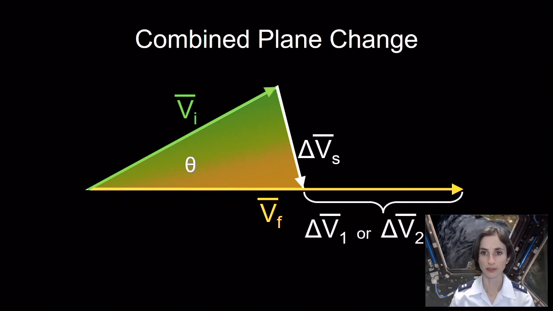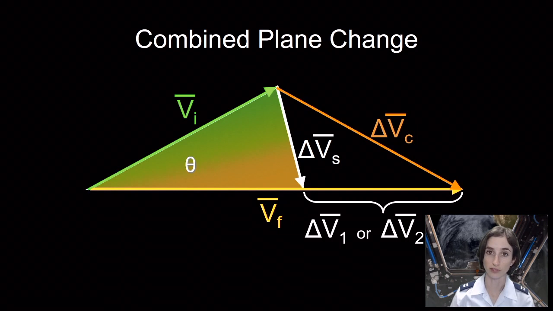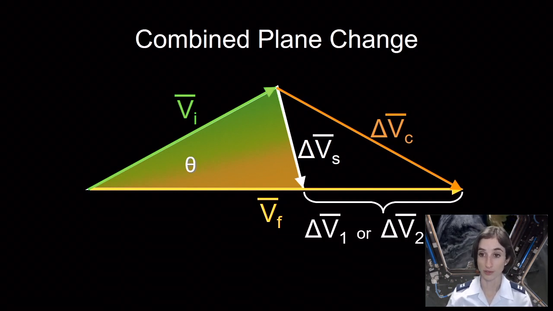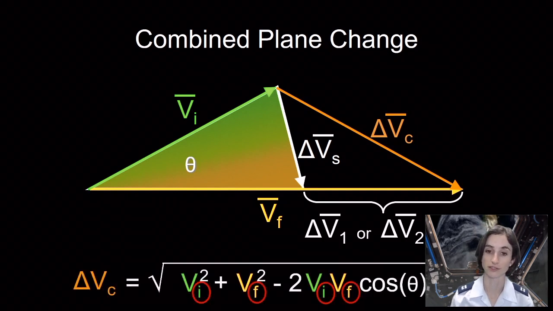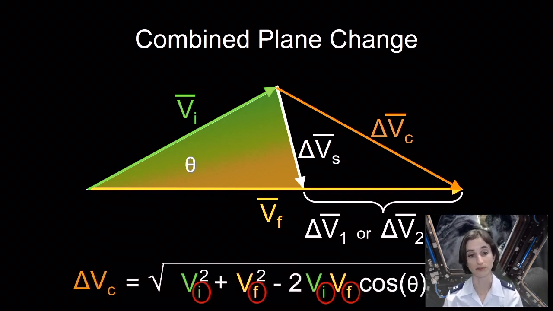So, now if we want to determine how much fuel this will take, we need to solve for this new vector, delta VC. And with a little bit of geometry magic, the equation for delta VC is the square root of V initial squared plus V final squared minus 2 times V initial times V final times cosine of theta.